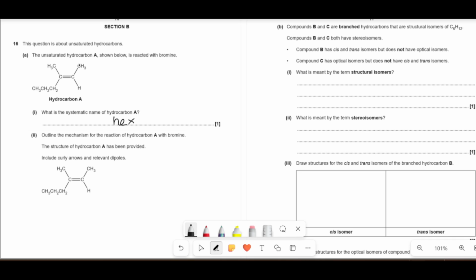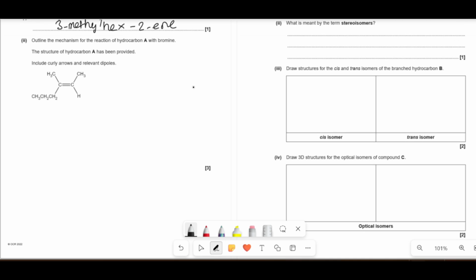So we know that there's what? 1, 2, 3, 4, 5, 6. So our options are we could go hex 1, 2, 3, 4 ene or 2 ene. So we try and use again the smallest numbers we can. So 1, 2, so it's hex 2 ene. 1, 2, 3, there's a methyl group there, so it is 3-methyl hex 2 ene. So it's systematic. You've got to work it out systematically, bit by bit.